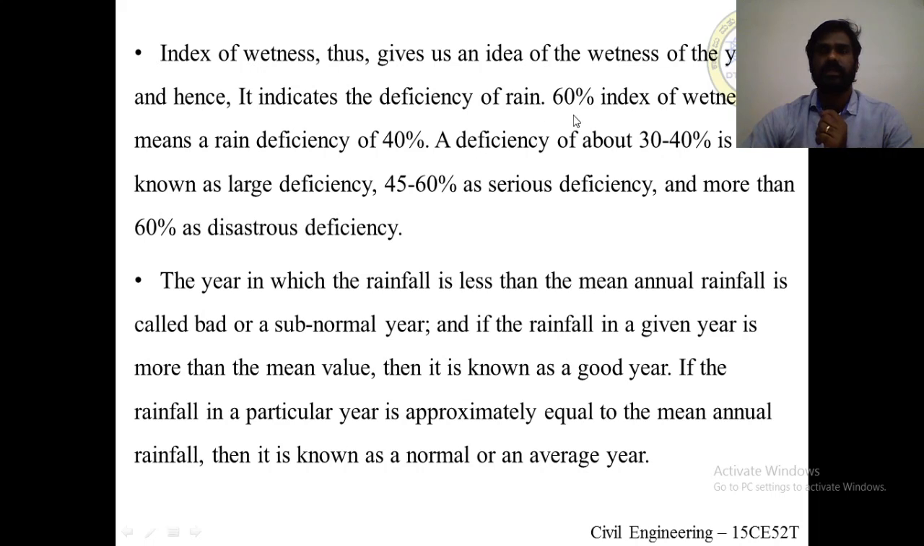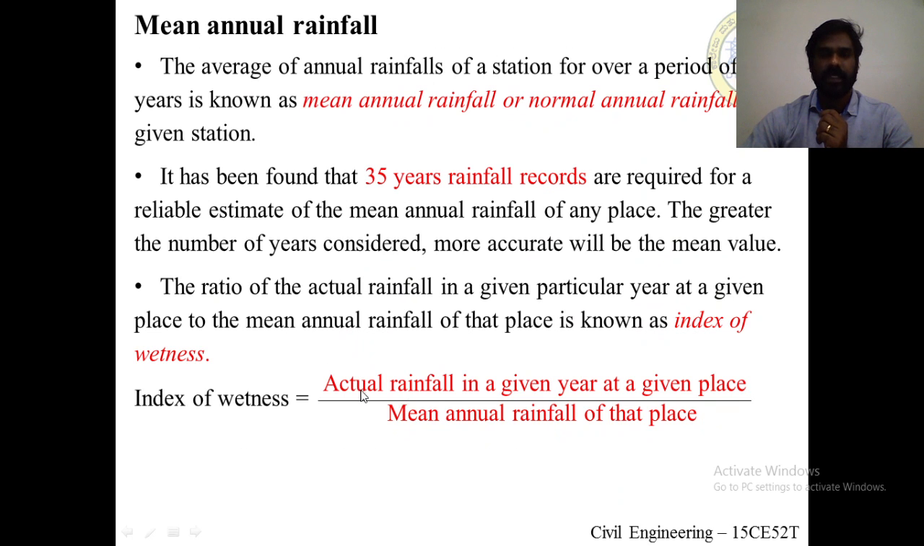See, we'll see by example. A 60% index of wetness means a rain deficiency of 40%. What it indicates is, a 60% index of wetness means the actual rainfall is only 60% of the mean annual rainfall.